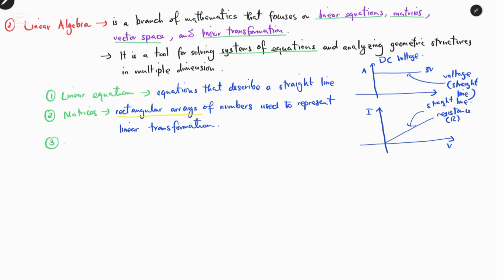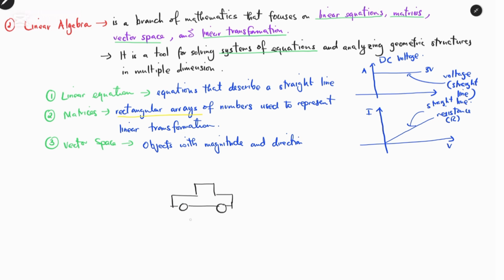Thirdly, we have the vector space. So what is a vector space? It can be defined as an object with magnitude and direction. For example, if you have a vehicle that is traveling, this particular vehicle can be seen as an object, and it has parameters such as the weight, and when traveling it has a speed, and we have the direction.